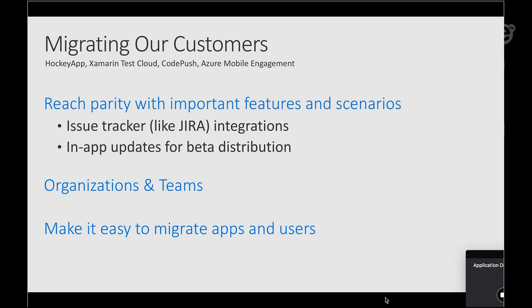And so one of our first priorities is going to be to make sure that all of those customers can successfully migrate over to Mobile Center. I want to be clear here that Mobile Center we really view as being the next evolution of these services. And so there is a long-term deprecation strategy for all of those. So eventually, HockeyApp, Xamarin Test Cloud, CodePush, Azure Mobile Engagement, eventually all of those services will go away.